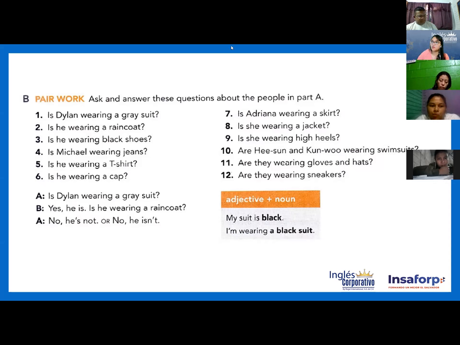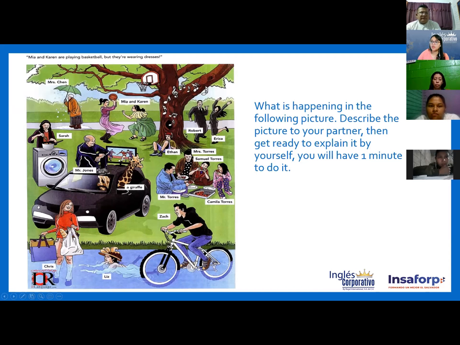Okay, so because now we are going to have a practice and a speaking activity. We are going to work in pairs this activity. What are we going to do? So you're going to describe this picture to your partners first. For example, you are going to say, Sara is cooking, let's say, soup. Mr. Jones is watching TV, right? So what you are going to do is that you're going to describe the picture to your partners. Once you finished with that, you are going to come and you are going to have 1 minute to talk about everything you see in the picture.